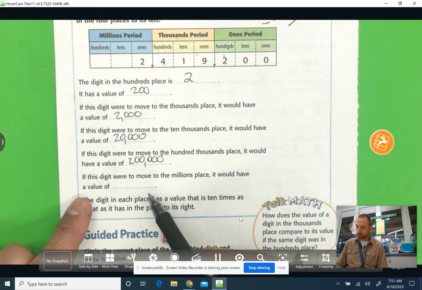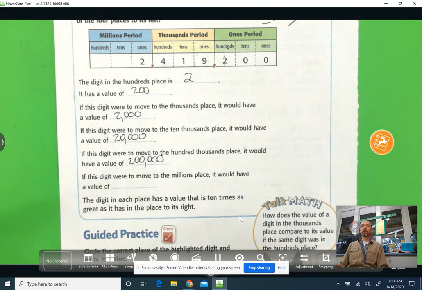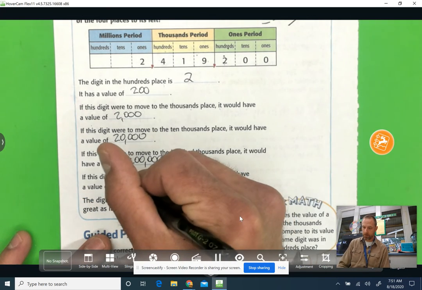If this digit were to move to the millions place, it would have a value of, well, 2 million.